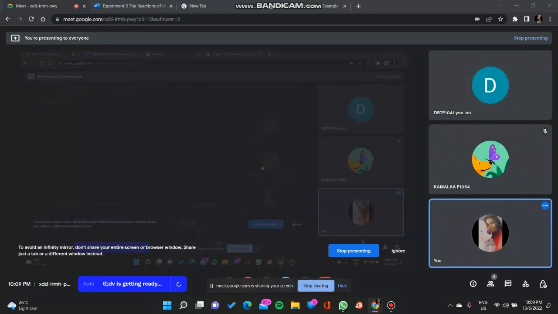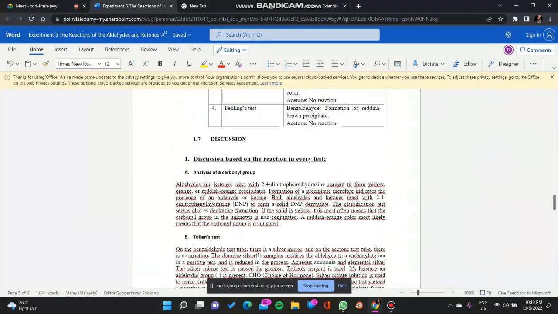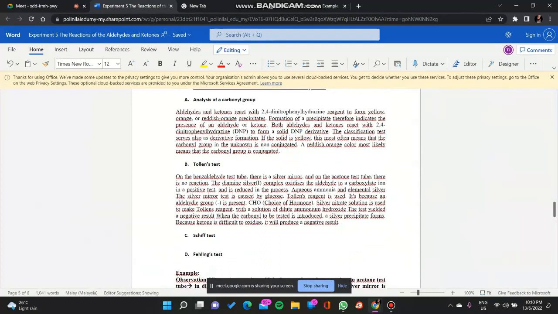Sure. Okay. So for the Tollens' test, they asked for a discussion part. I already wrote the discussion, so I'll just read it out. In the benzaldehyde test tube, there is a silver mirror, and in the acetone test tube, there is no reaction. The diamine silver complex oxidizes the aldehyde to a carboxylate ion in a positive test and is reduced in the process, giving aqueous ammonia and elemental silver.